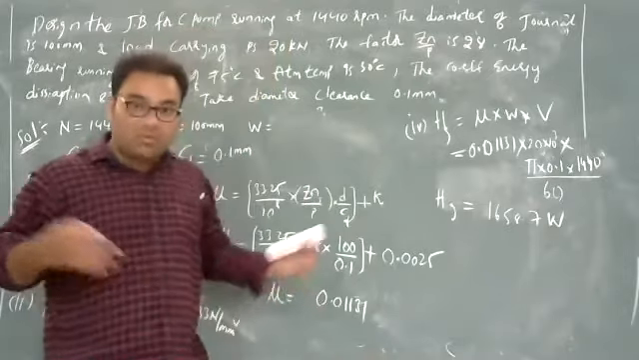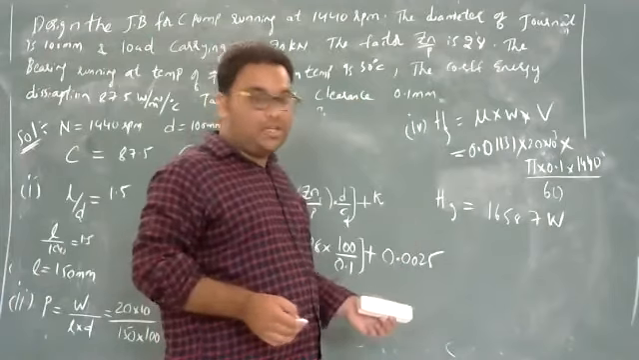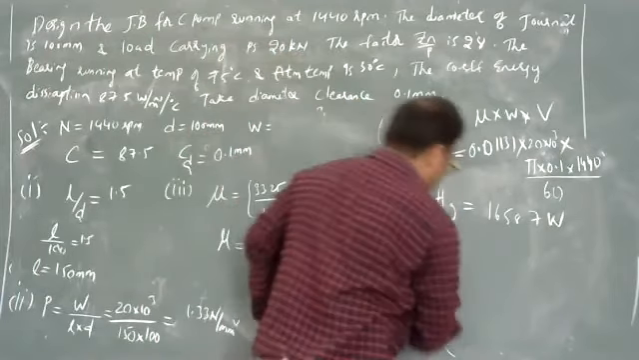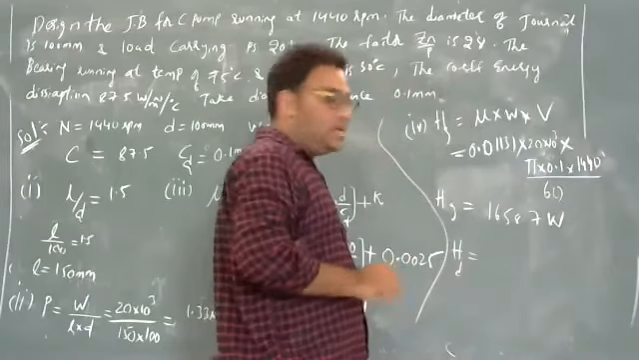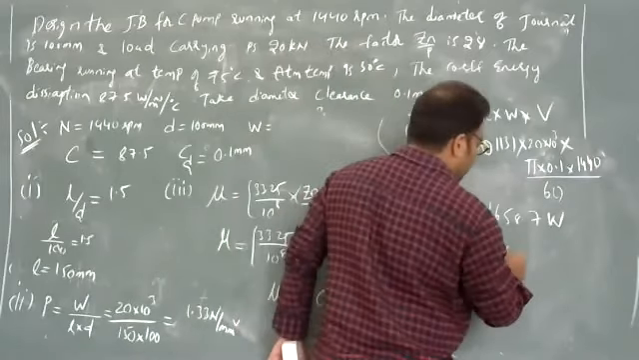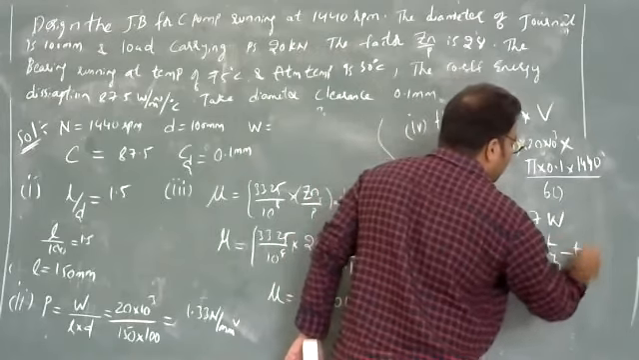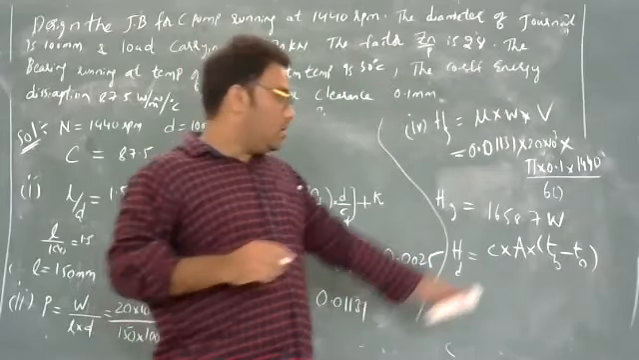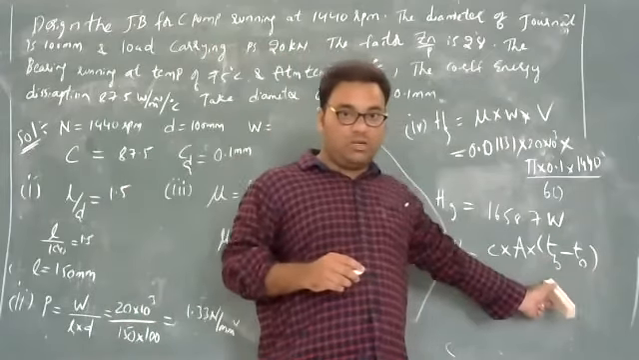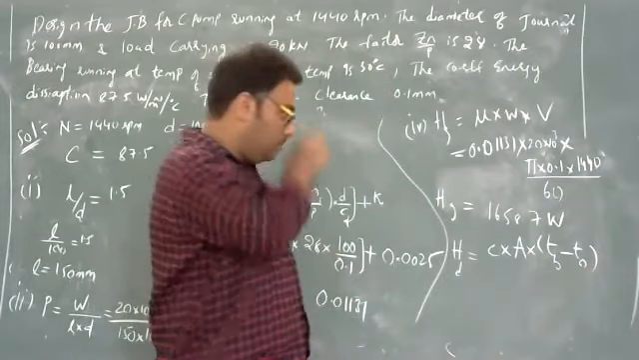We need to check whether we require artificial cooling or not. So we are also finding the HD value, that is the heat dissipation. Heat dissipation is equal to C times A times the difference between the bearing temperature and the atmosphere temperature. This is also available in your data book, so you can easily copy it and do the problem.